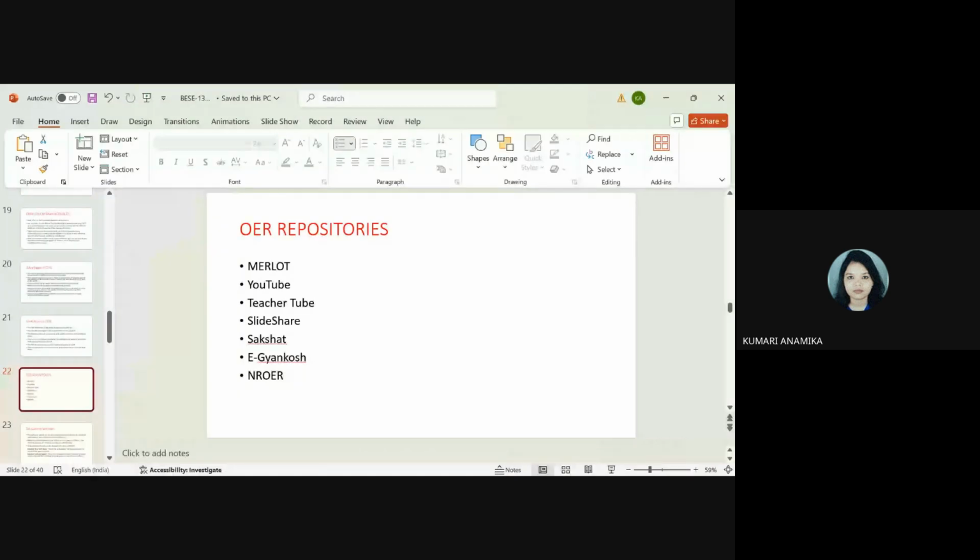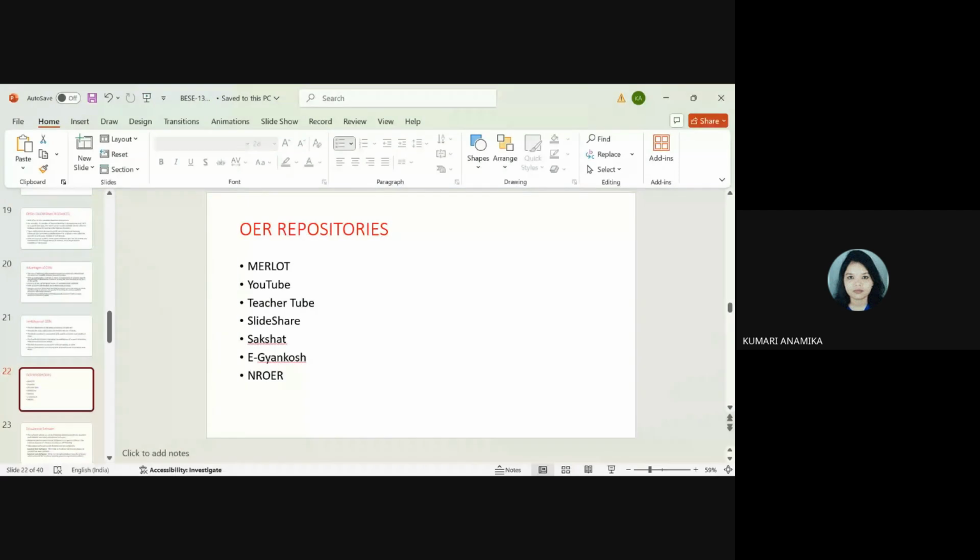Okay, next is Sakshat. Sakshat is a National Mission on Education through ICT, which is NMEICT, by the Government of India. It has been decided to develop an online educational portal to provide educational services to stakeholders of education. This Sakshat initiative has been taken by our Government of India to develop various online educational portals.